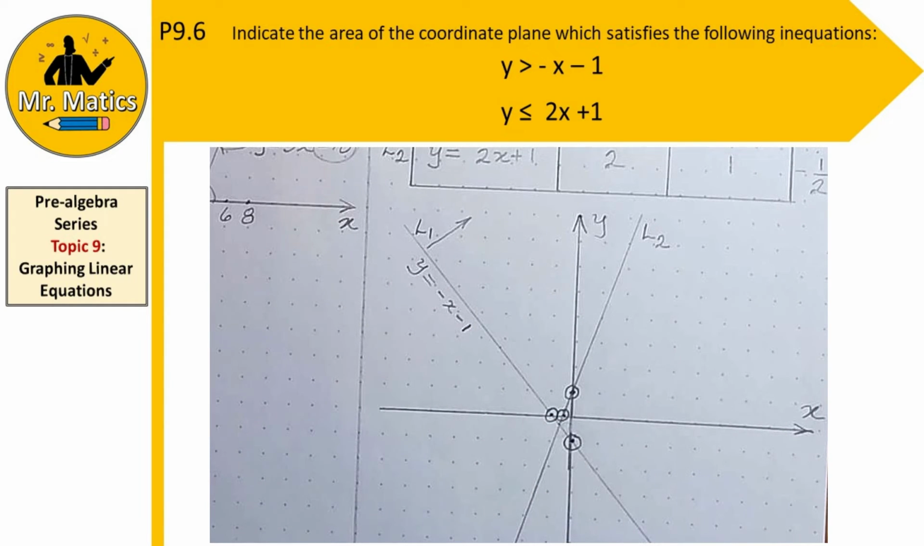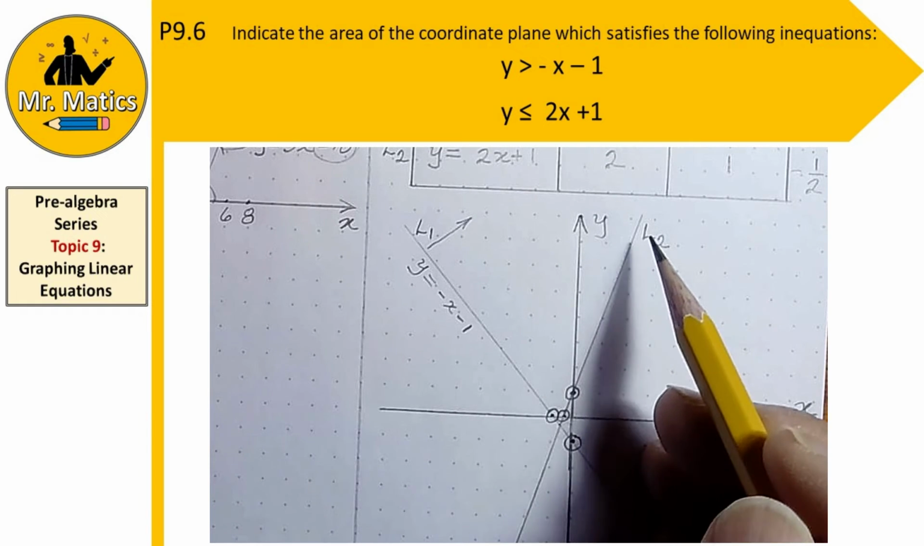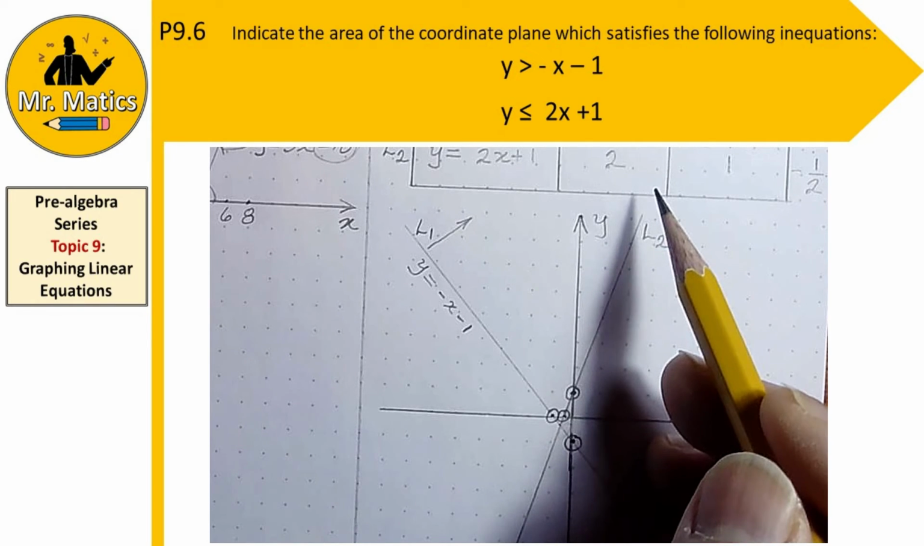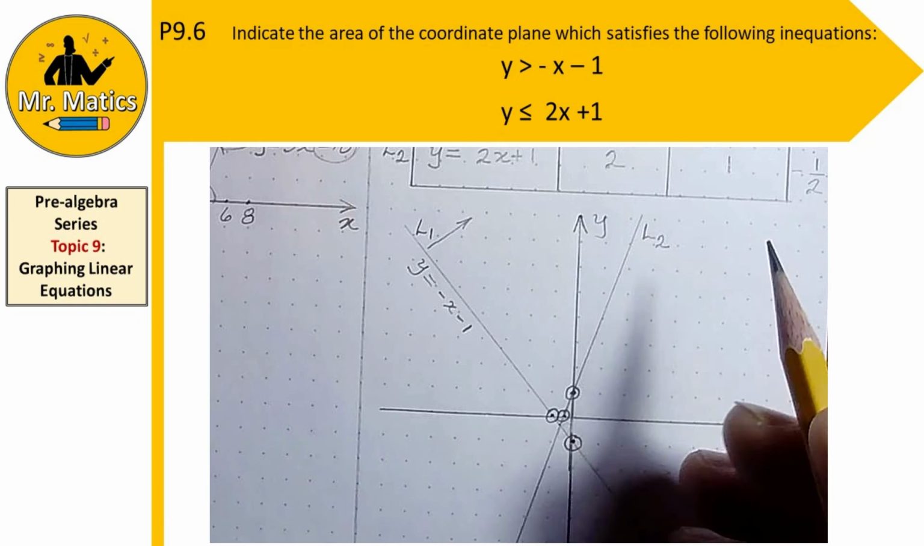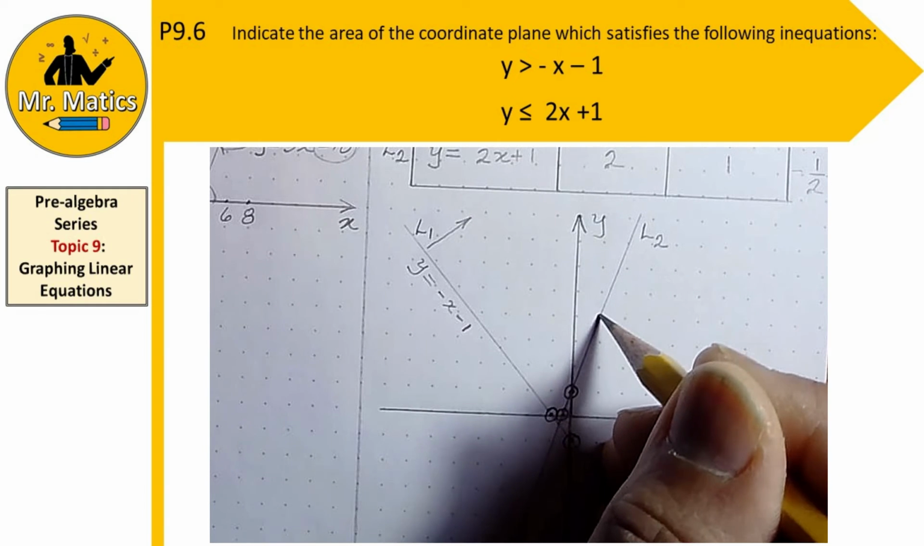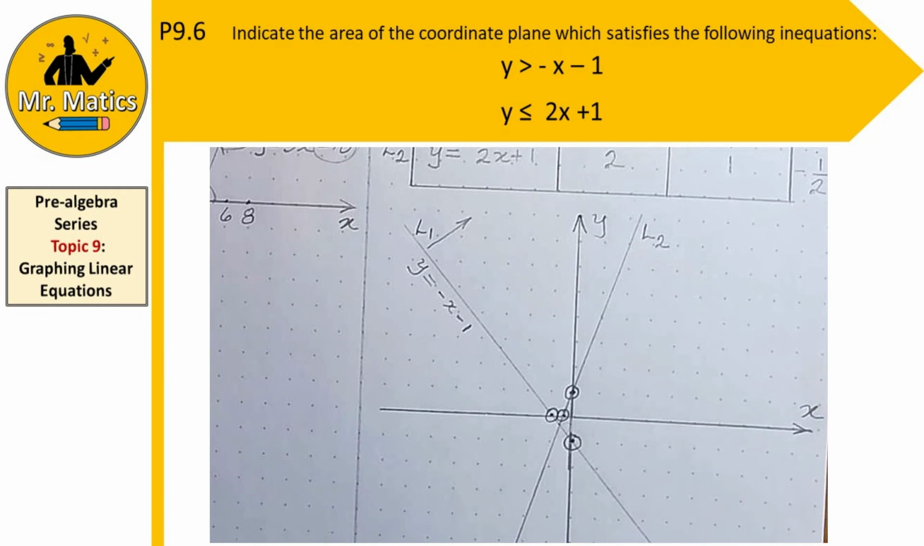Knowing that, what we can do next is look at the next one. Y is less than or equal to 2x plus 1. So since this is less than and equal to, all the points of line L2 will satisfy the equal to part of it. But less than means you have to look at any y. Let's say I choose this point. Any y less than would satisfy that.